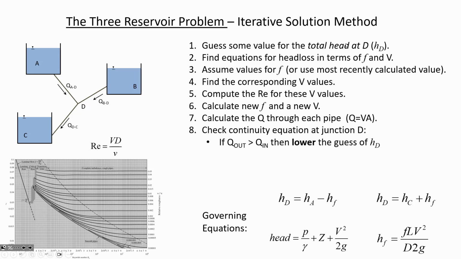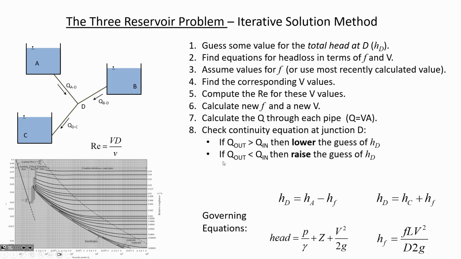If the flow out of the junction is too large, think about what that means. If the flow out is too large, then that means that our guess for the energy at D was too high. If we say there's a lot of energy at D, then that's going to force a lot of flow through DC, but then there will be very little flow through AD and BD if our guess of how much energy there is is too high.